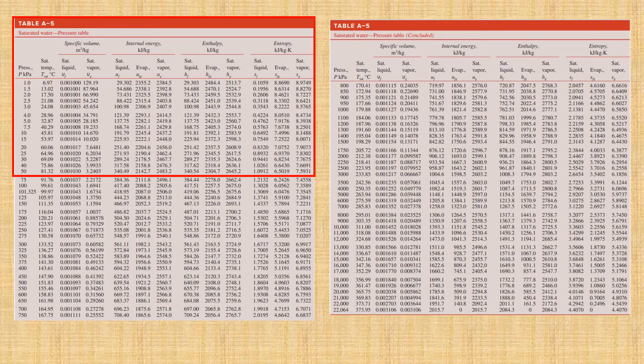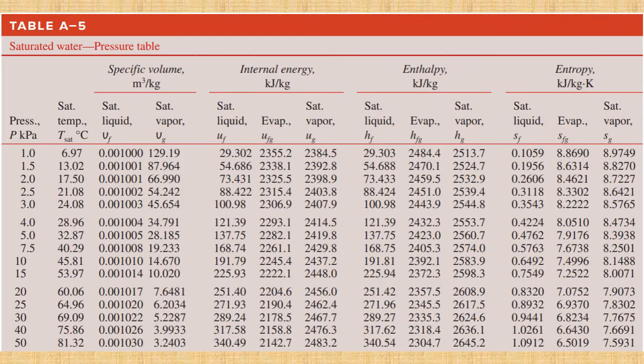Here's the part of the table we will use. The leftmost column contains various pressure values in the saturated mixture region. Saturation temperature for each pressure is listed in the second column and corresponds to the pressure in the same row. For example, a pressure of 15 kilopascals has a saturation temperature of 53.97 degrees Celsius.